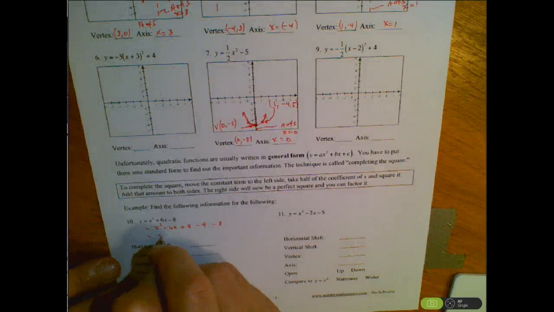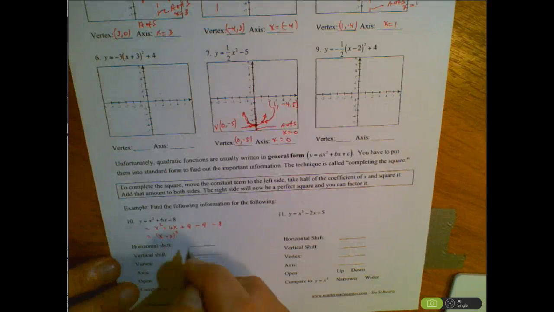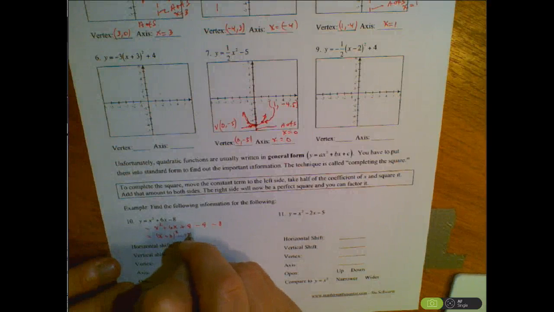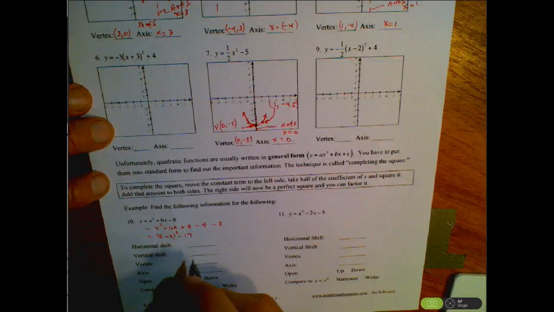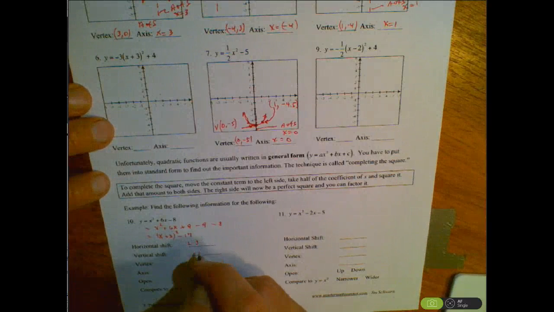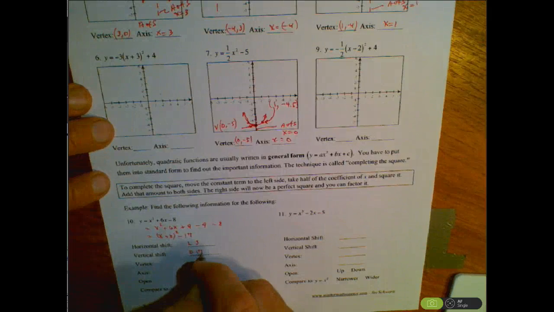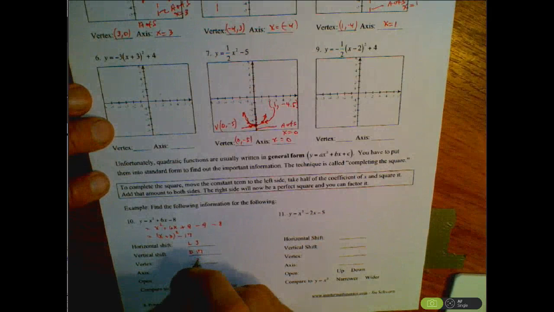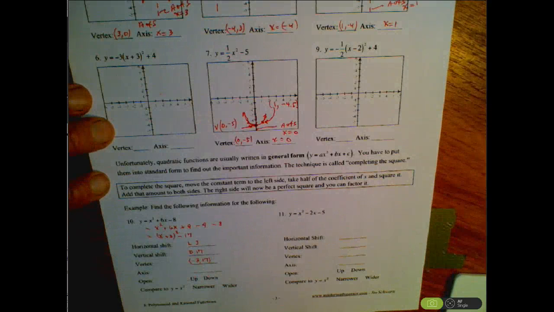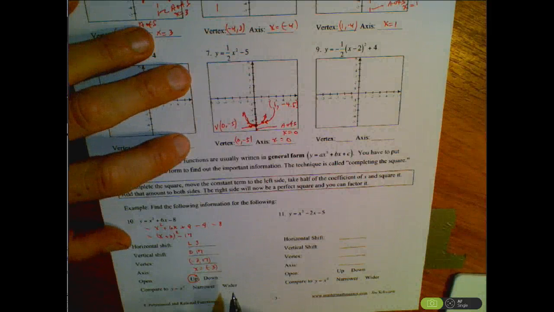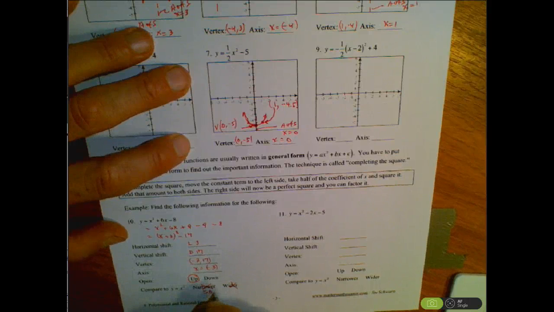And then this is equal to x plus 3, quantity squared, minus 17. So therefore, the horizontal shift is left 3. Vertical shift is down 17. The vertex is going to be negative 3, negative 17. The axis of symmetry is x is equal to negative 3. And it opens up because a is positive, and it's not narrower or wider because a is 1. So I'm just going to cross both of these off, and I'm going to put down same.